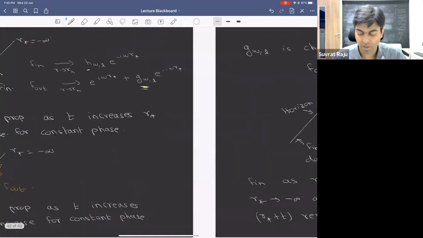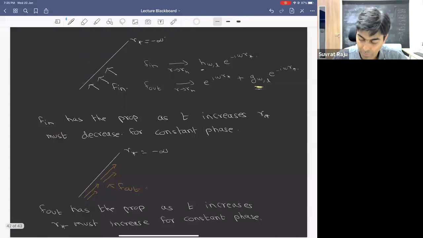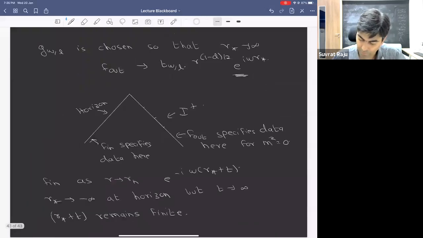You see, if you look at this term, this e to the I omega r star term, this term looks like e to the I omega r star minus t. So let's look at the other term, which is e to the I omega into r star minus t. As you come closer and closer to the horizon, this term starts oscillating more and more rapidly because r star goes to minus infinity and t goes to plus infinity.